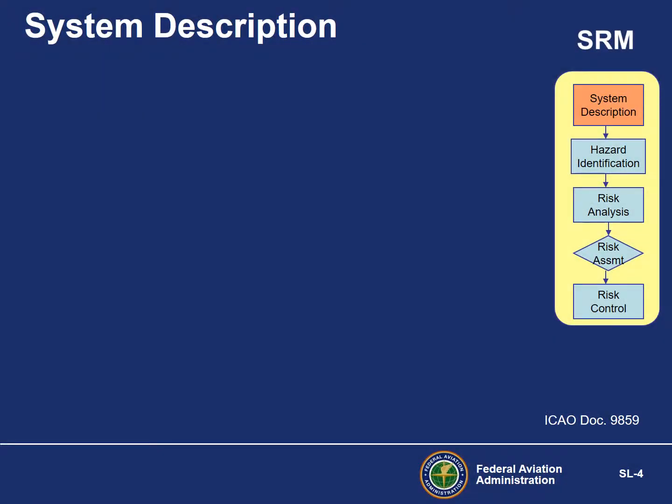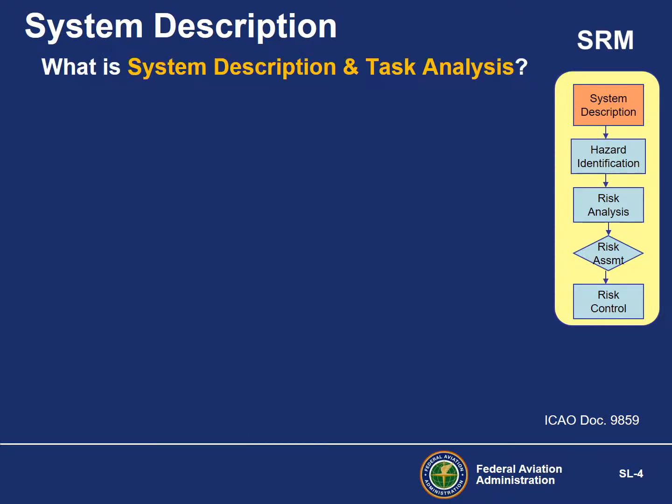System description, also called system description and task analysis, is the first step in the SRM process. This step is often skipped or done hastily, yet it's one of the most valuable activities an organization can do. It allows the company to understand what they do, who does it, and in which environment they achieve company goals. Pilot project participants have shared that they have found enormous value, financially and of efficiency, from taking the necessary time to complete this step.